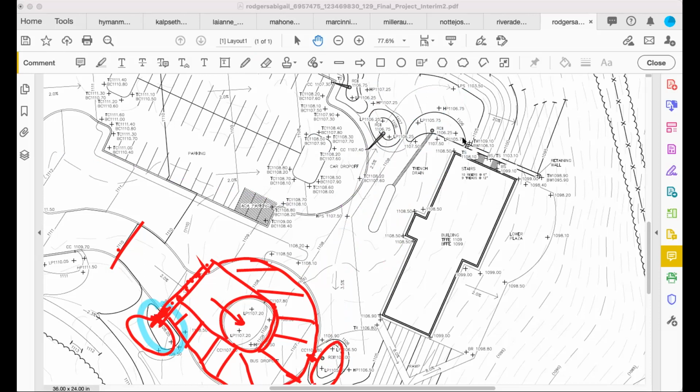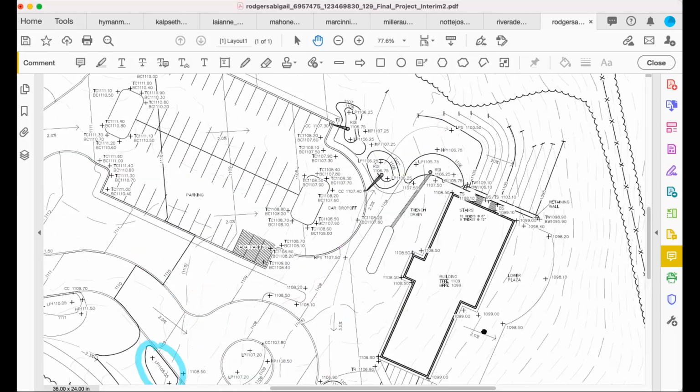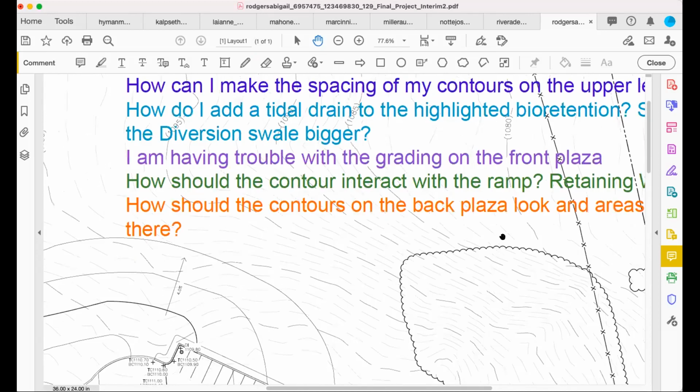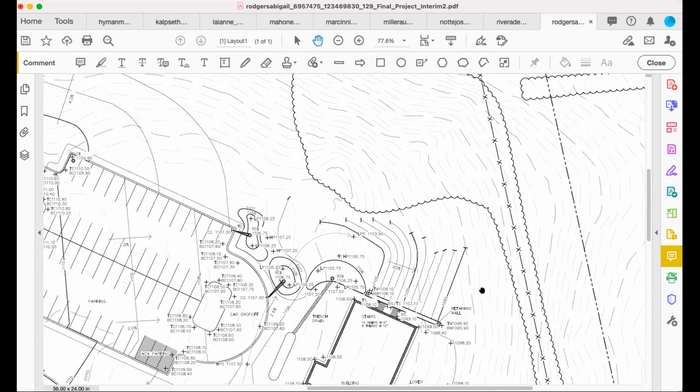So when you mentioned you don't know how to grade the front plaza, is it mostly about the contours here, or is it more? Do you mean the lower plaza? You also mentioned something about the upper plaza, right? Oh, I think front plaza. Okay, you just went over that.